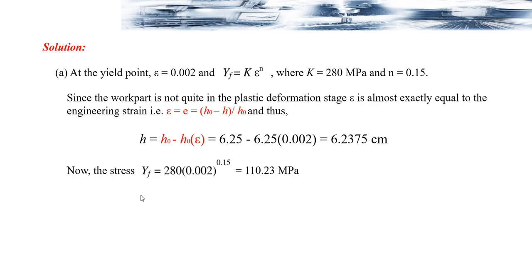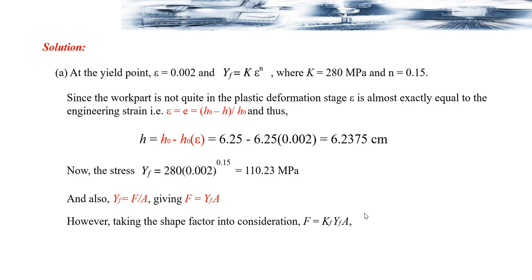Now, we know that the Yf is equal to the force divided by the A. By rearranging this equation, the force is going to be equal to the Yf multiplied by the area. You remember this equation from the slide. So again, to calculate the force, it is going to be equal to the Kf multiplied by the Yf multiplied by the A. Now the Kf, as you remember, is equal to 1 plus 0.4 multiplied by mu multiplied by the D divided by the H. D is known, H is known, and mu is known. So I can find this value.